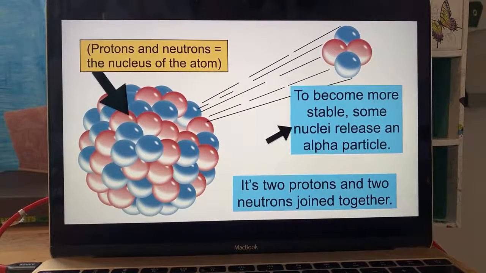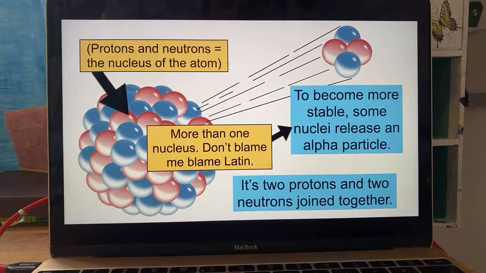So this is one nucleus, and more than one nucleus, you say nuclei. I'm really sorry, that's just Latin for you. But yeah, alpha particles, we looked at them last week. We said they were quite big and very fast moving. Well, that is what one is, 2 protons and 2 neutrons.